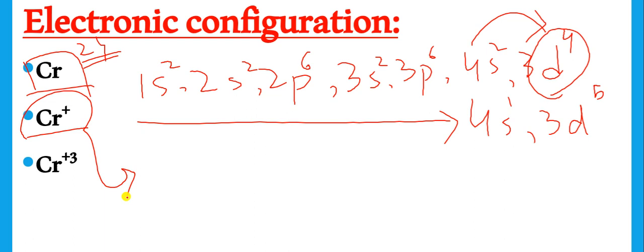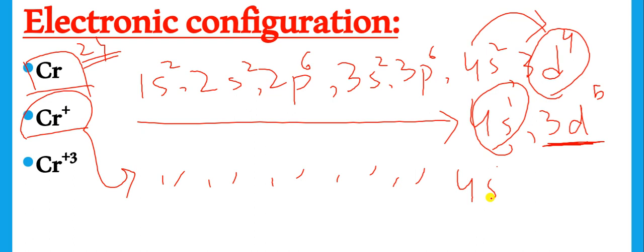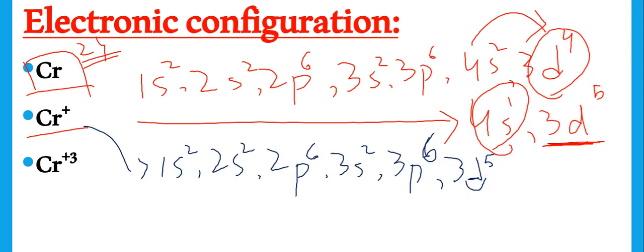chromium ion, means we have to remove one electron. Students, in those atoms which have electrons in the d shell also, the electron will not be removed from the last d shell, it will be removed first from the s orbital. Okay students, so we will write 3p6 and then 4s0, or we can skip it, 3p6 and 3d5.